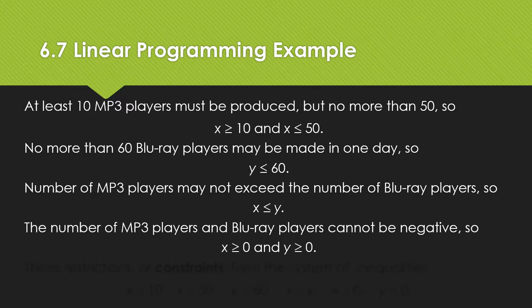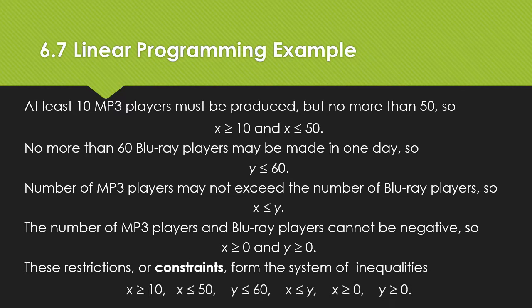These are all called constraints. By constraints we mean they're limitations on what X and Y can be. So our constraints are X is greater than or equal to 10, but less than or equal to 50. Y is less than or equal to 60. X is less than or equal to Y, and then both of them are greater than or equal to 0.